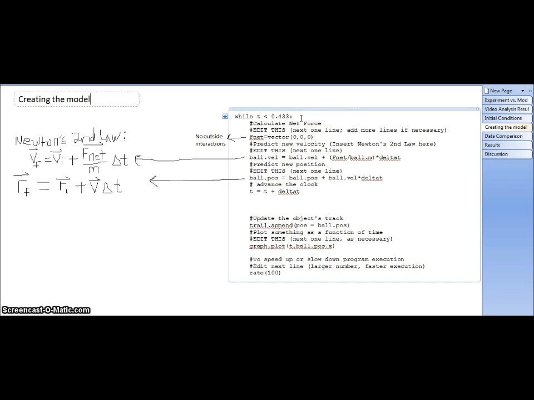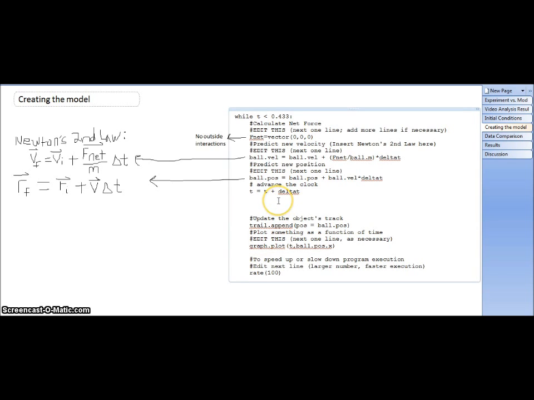I then use Newton's second law to calculate the new velocity by plugging the initial velocity into the equation: final velocity equals initial velocity plus net force divided by mass times change in time. Then I use the velocity calculated from that equation and plug it into the equation: final position equals initial position plus velocity times change in time. This gives me the new position of the ball.